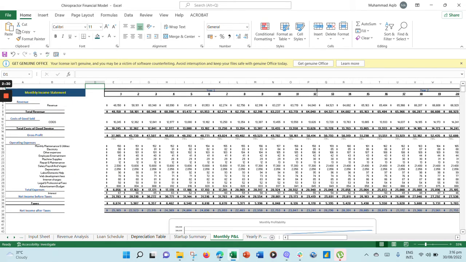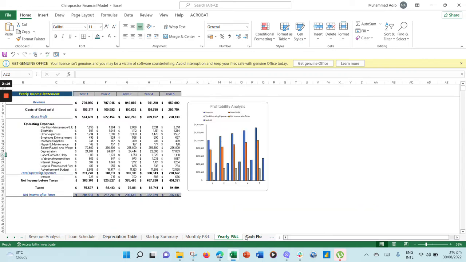Moving on to the monthly P&L, this will allow the chiropractor to evaluate its performance on a monthly basis using total revenue, cost of goods sold, gross profit, total expenses, and net income after taxes. Similarly, the yearly P&L allows the chiropractor to evaluate its performance on a yearly basis using revenue, gross profit, total operating expenses, and net income after taxes.